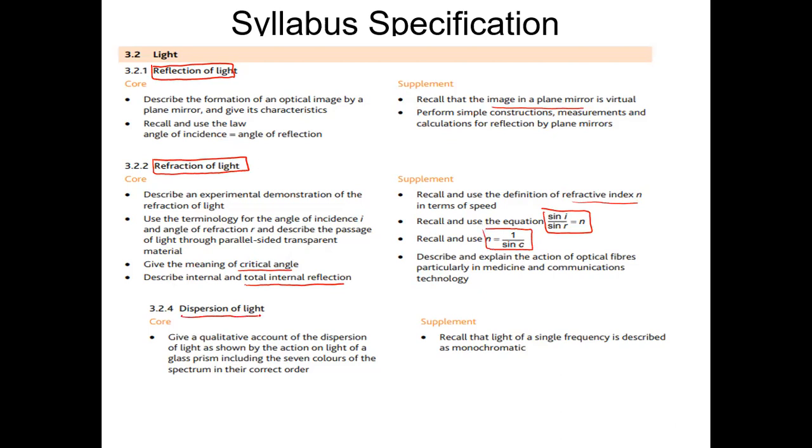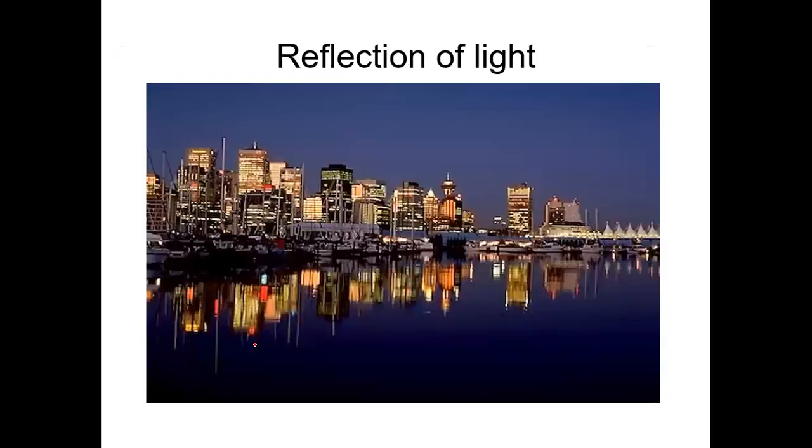And then later we will discuss dispersion of light. That's a very beautiful phenomenon that we observe in everyday life. That's like the rainbow formation. Dispersion means splitting of white light into its component colors.